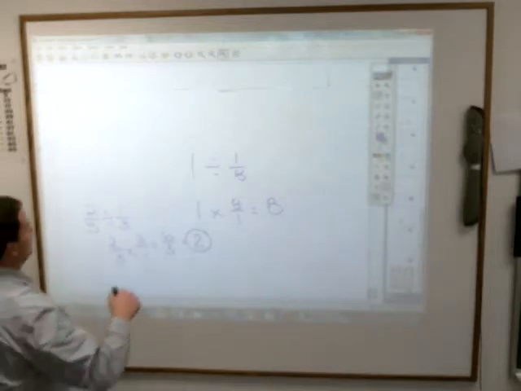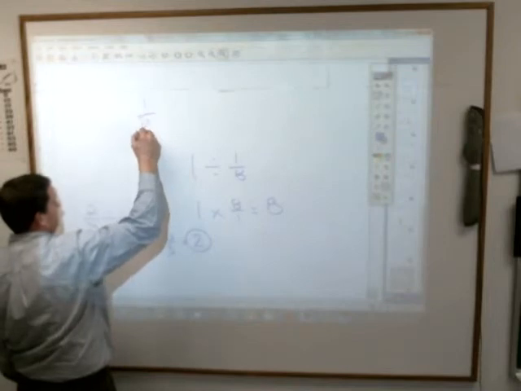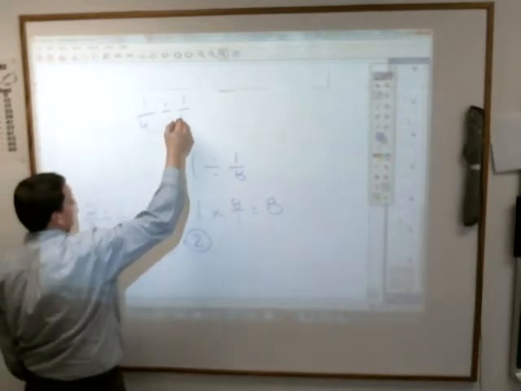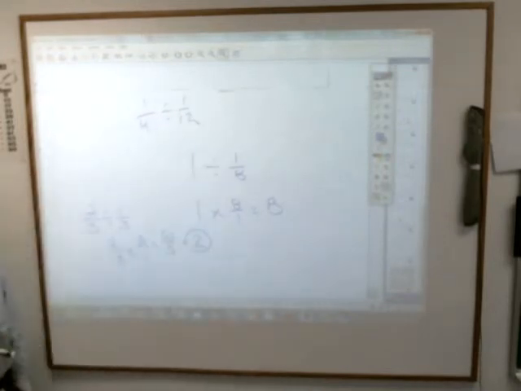How about this? I'll give you one. What is 1/4 divided by 1/12? Let you figure out the answer for me. 1/4 divided by 1/12.